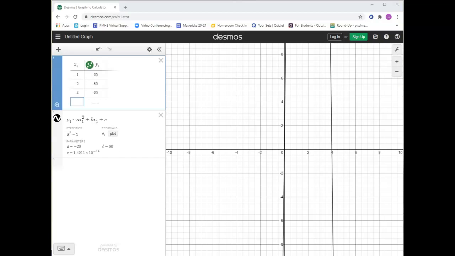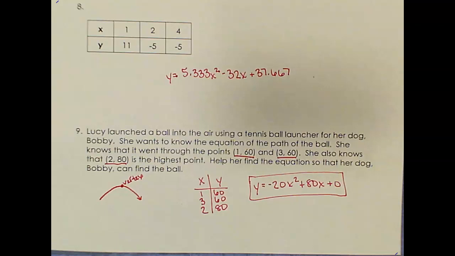Remember that that looks like scientific notation. So when you have something times 10 to the power of negative and then it's a big number, that means that the decimal moves from where it is to the left 14 times. So that's a really, really, really small number. So we're going to consider that so small that it's 0. And so we have y equals -20x squared plus 80x plus 0.